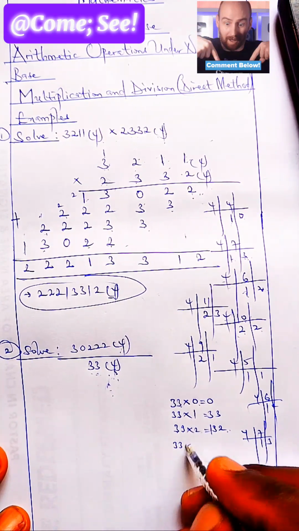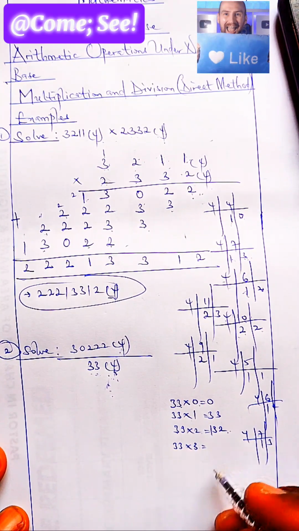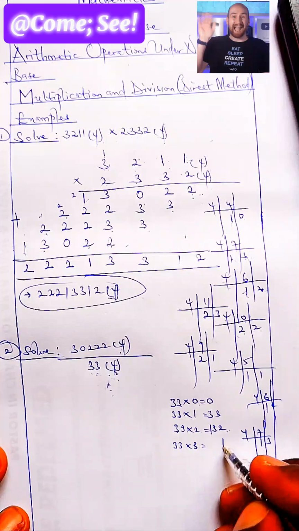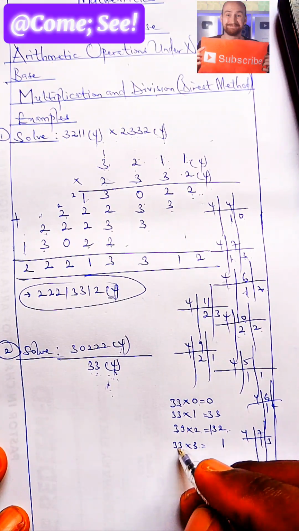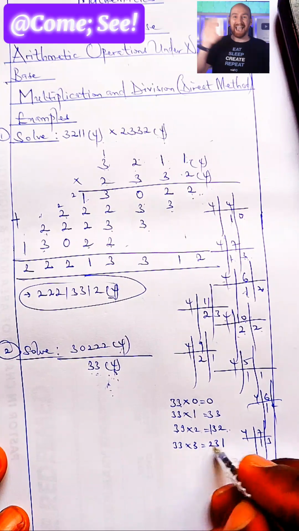So the second to the last one, 33 times 3. 3 times 3 is 9. 4 in 9 is 2, remainder 1. Write your 1, keep your 2. 3 times 3, 9 plus 2, 11. 4 in 11 is 2, remainder 3. Write your 3, keep your 2.